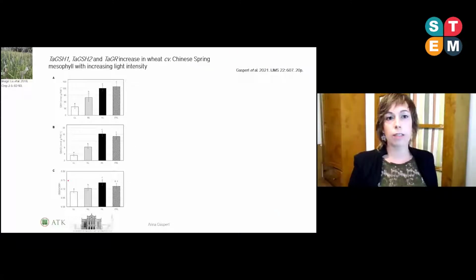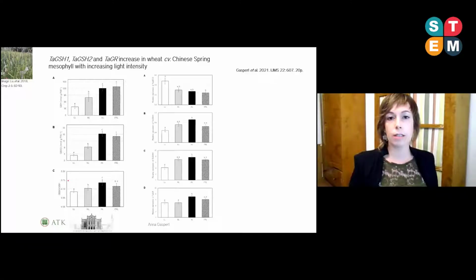Our colleagues were also interested in the expression of several genes in Arabidopsis and wheat, and I just show you quickly the results for wheat. So the rate limiting step in glutathione biosynthesis is carried out with the help of the gamma-glutamyl cysteine synthetase. And there we found, surprisingly, rather a decrease in expression with increasing light intensity or a shift to far red light.